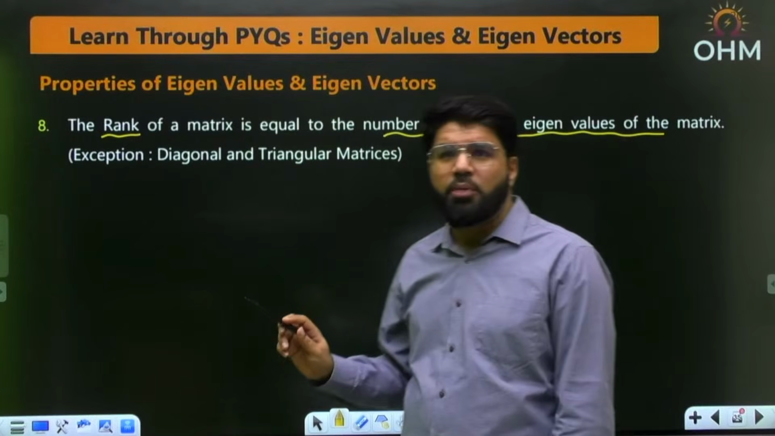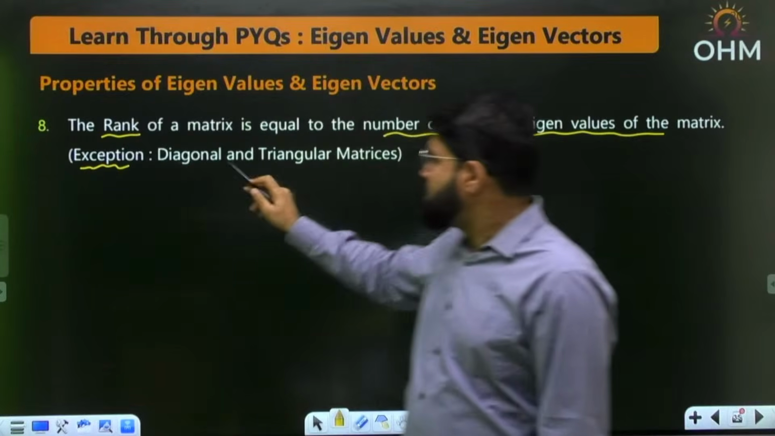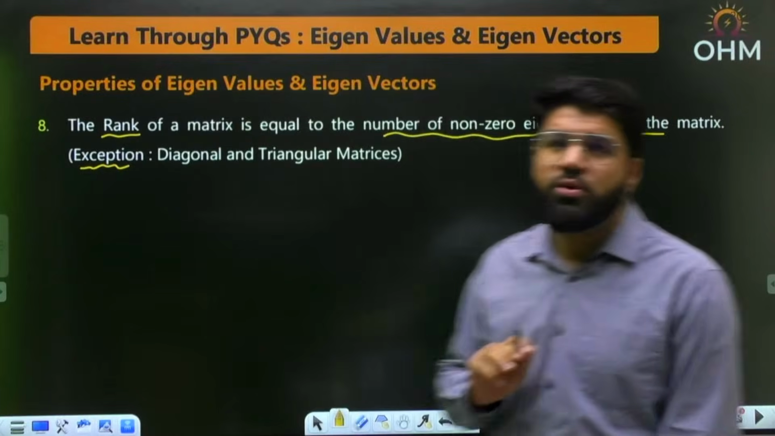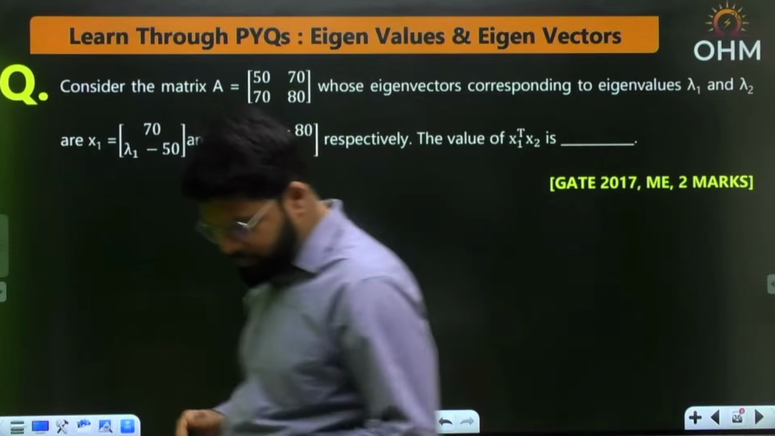The only exception to the property is that it should not be a diagonal or triangular matrix. Except for diagonal and triangular matrices, this is a general property: rank is the number of non-zero eigenvalues. Now the next question and the next property. Have a look at this one.